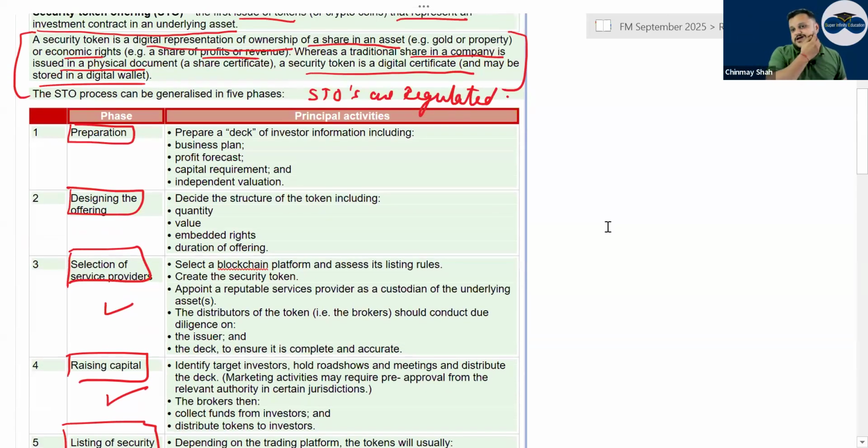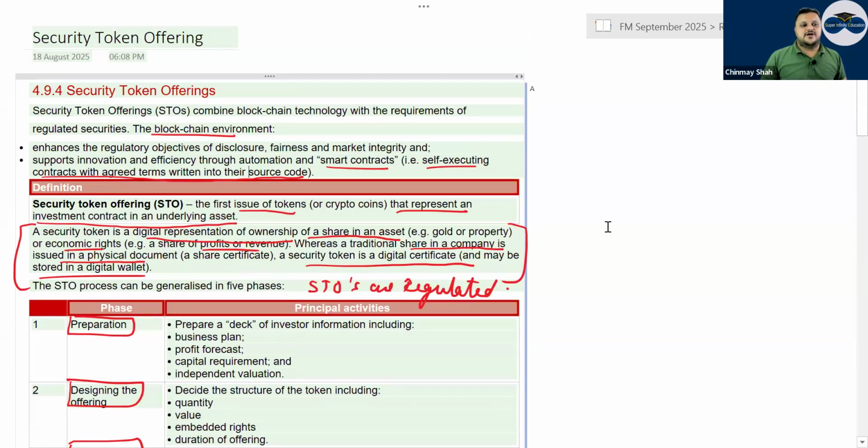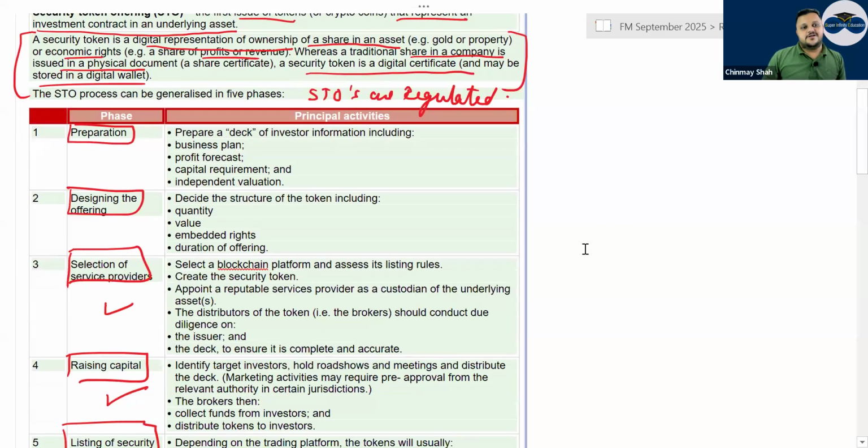STOs are regulated. This has also been said, right? The other tokens, any other tokens that are there, are not government regulated, but STOs are now government regulated. Now first you prepare what? Whenever you do an STO issue or a share issue, it is similar, correct? You have to prepare a deck. Deck means all the information: what is going to be your business plan, or in normal terms, a prospectus.